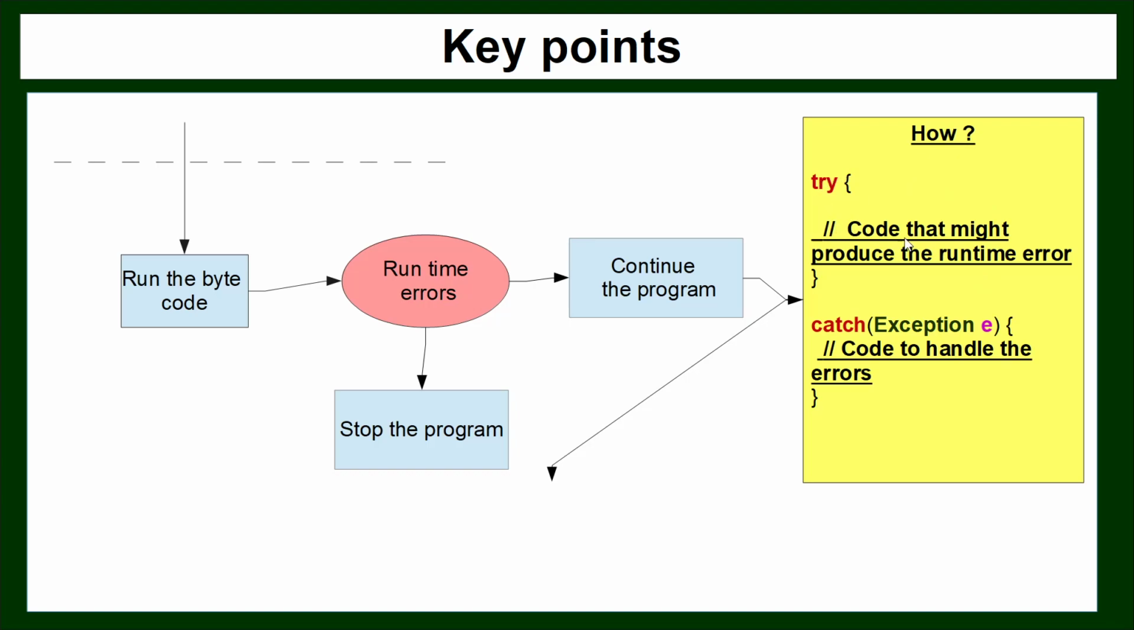So we have the try, and we put in the code that might produce the runtime error in there, and then we're saying if there is an exception, I want this code to run, and we can do all sorts of things with that code to try and continue the program. Importantly, this exception here, the exception E, is creating that exception object. So again, it's very important to understand what a runtime exception is and how Java creates these exception objects.